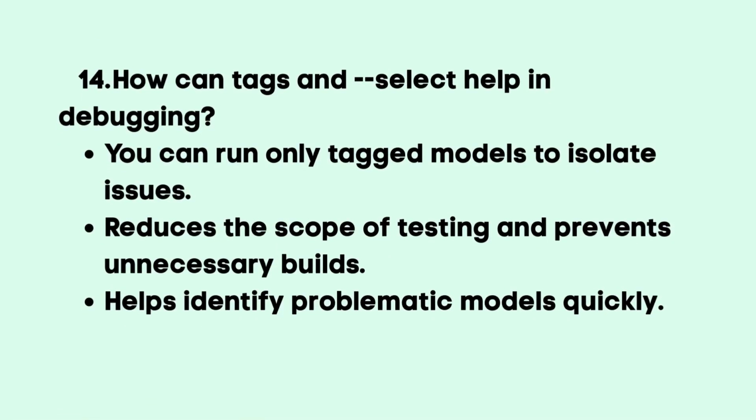How can tags and select help in debugging? You can run only tagged models to isolate issues. It reduces the scope of testing and prevents unnecessary builds. It helps identify problematic models quickly.